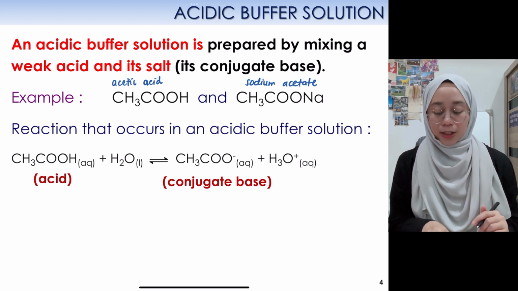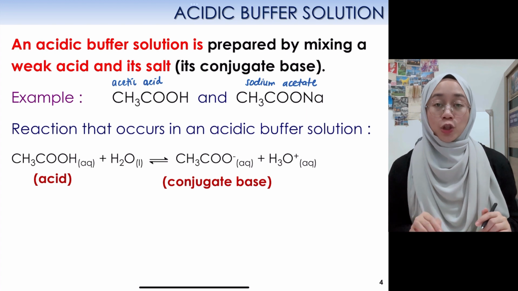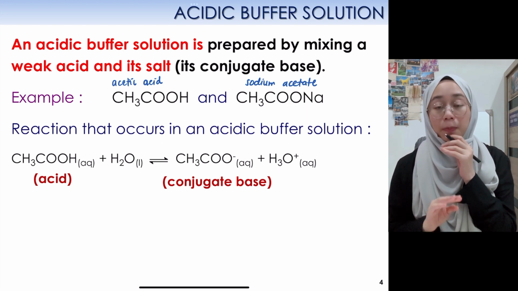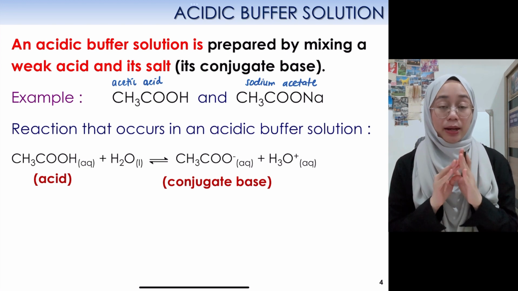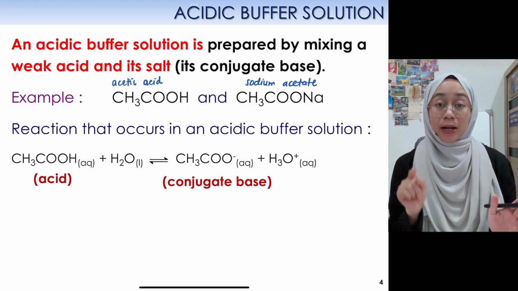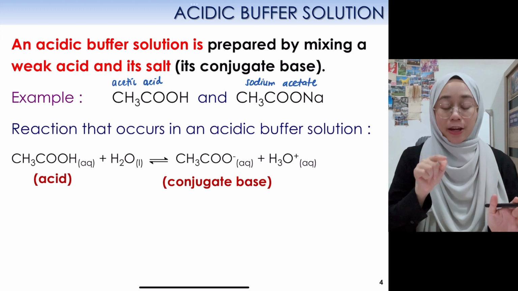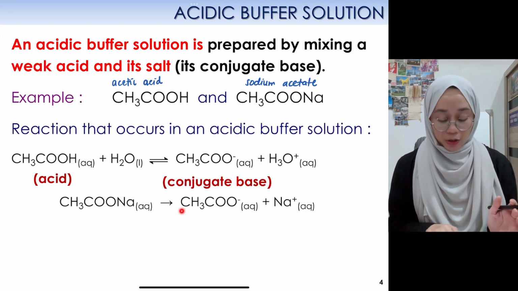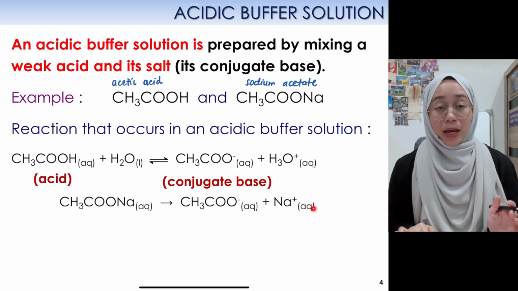Okay, and then kita ada juga kita punya salt dekat sini. So salt pula, from the previous video you should know that salt completely dissociate. So bila dia complete dissociate, arrow yang macam mana kita akan pakai? Kita akan pakai single headed arrow. Okay, so CH3COONa, so bila dia dissociate kita akan hasilkan CH3COO- and also Na+.